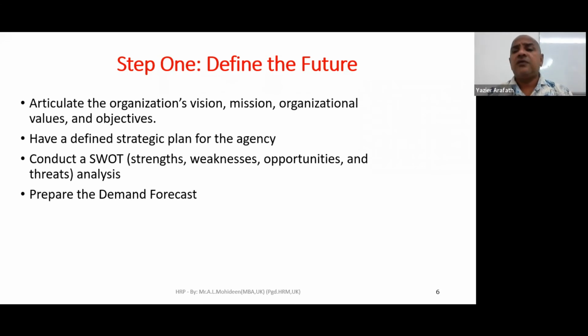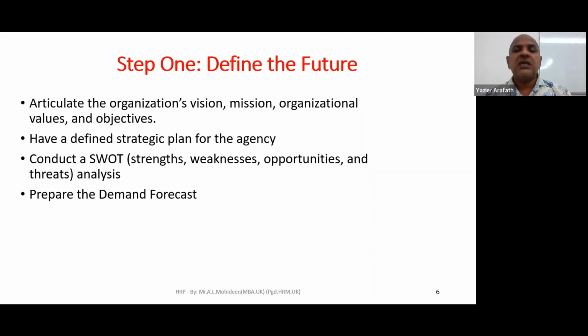Maybe, as we discussed earlier, they are moving from one strategy to another, or there are certain plans the organization already has. At that time, these things should be considered together. They have to define their organizational plan. The plan should be strategic. So what is the organizational strategy? This should be considered at the beginning. Have a defined strategic plan for the agency. Definitely they have to have that.